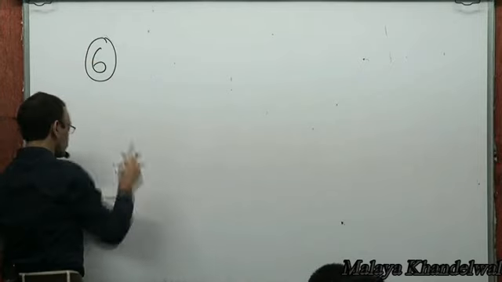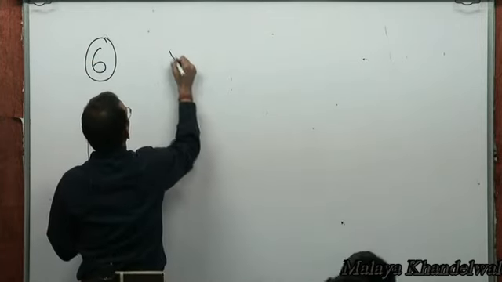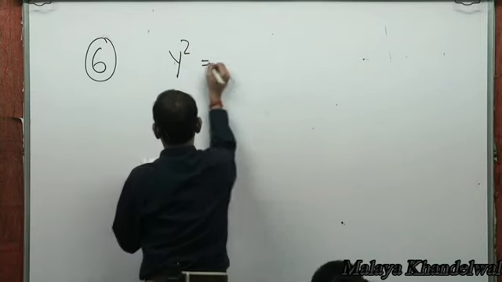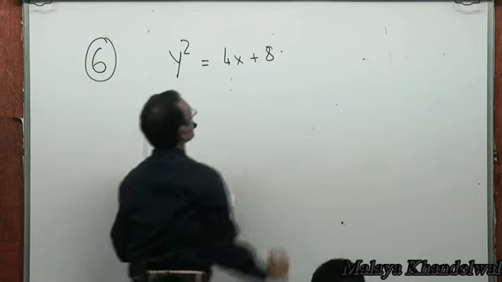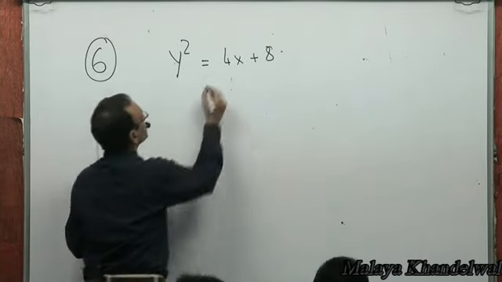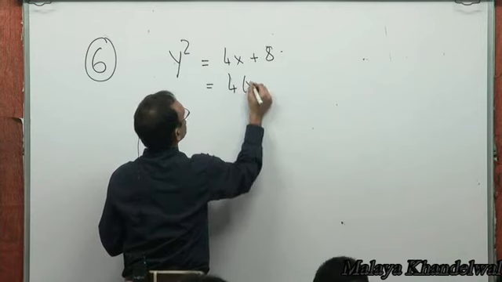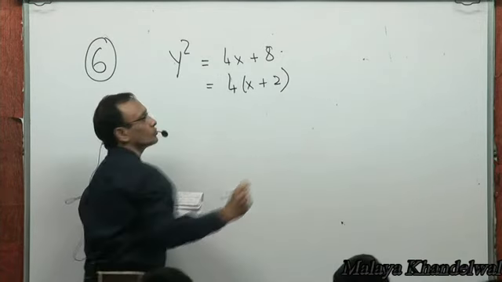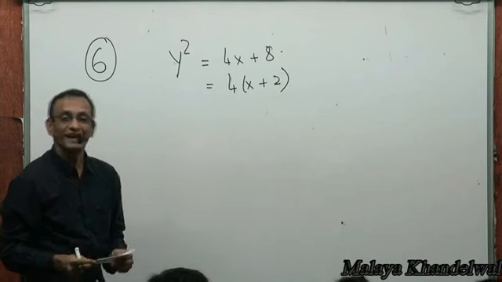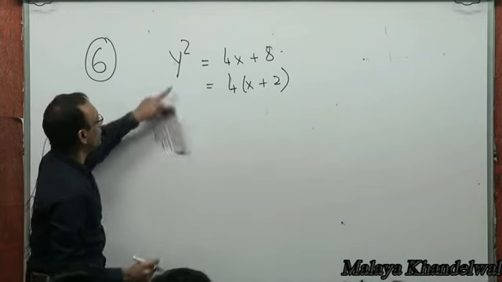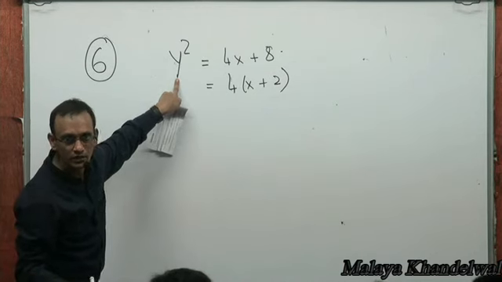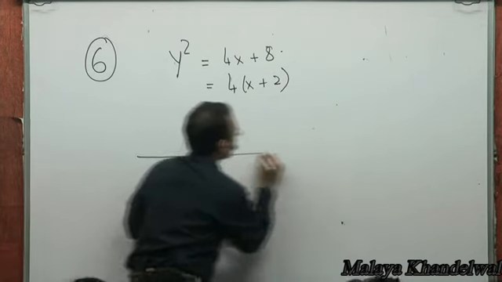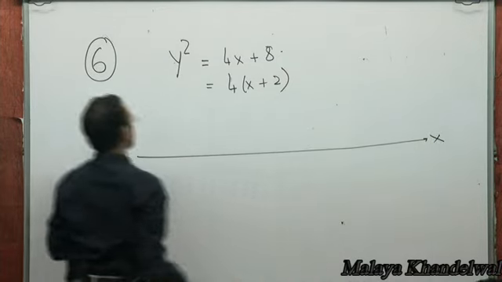Refer to problem number 6. There is a parabola y squared equal to 4x plus 8, right? Which is 4 into x plus 2. Let us trace this parabola. This parabola has axis of symmetry y squared equal to 0. That means the x-axis is the axis of symmetry, right? For this parabola, the x-axis is the axis of symmetry.